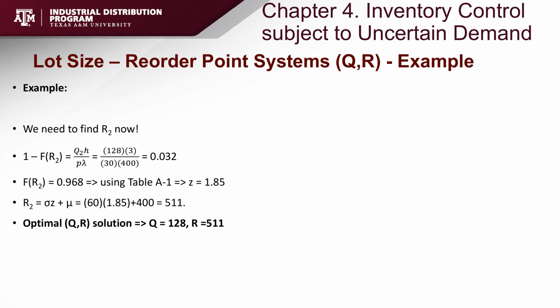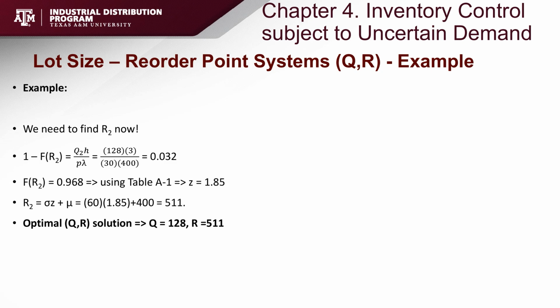Well, round 3, 1 minus F of R sub 2 is 128 times 3 over 12,000. That's 0.032. The Z is 1.85, and R sub 2 equals 60 times 1.85 plus 400, which is 511. Now compare. R went 512 to 511, Q went 124 to 128. Successive values are within about a unit, and we stop.